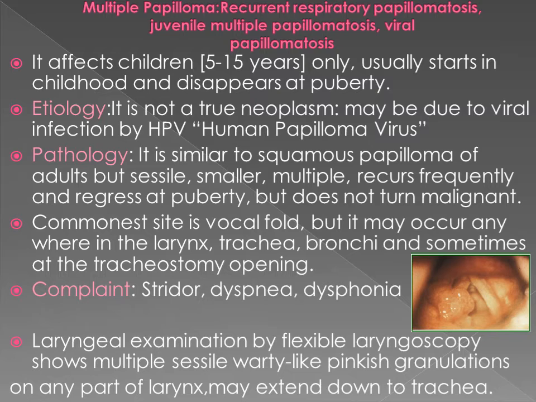The commonest site is the vocal fold, but it may occur anywhere else in the larynx or the trachea or the bronchi. Sometimes, if tracheostomy is done as an urgent procedure, it will be implanted at the tracheostomy opening. Complaints would be stridor, dyspnea, dysphonia. Laryngeal examination by fiberoptic flexible laryngoscopy will show multiple sessile warty-like granulations on this part of the larynx, extending down to the trachea.